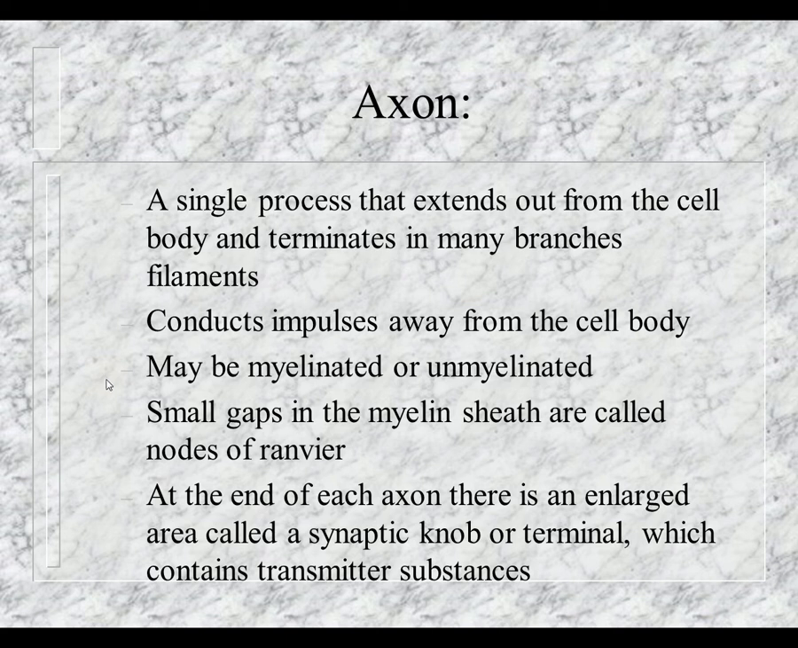Okay, there are some small gaps in the myelinated sheath that are called the nodes of Ranvier. And then at the end of each axon, there's an enlarged area called the synaptic knob or terminal. And this contains our neurotransmitters. Now, what are some examples of neurotransmitters? Things like acetylcholine, serotonin, and they have inhibiting and excitatory factors depending upon which one you are talking about.